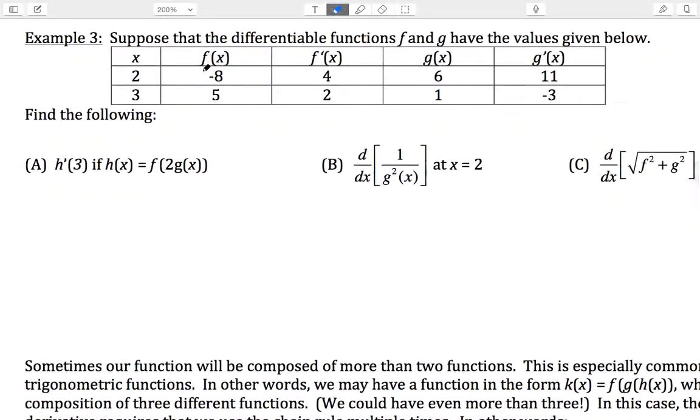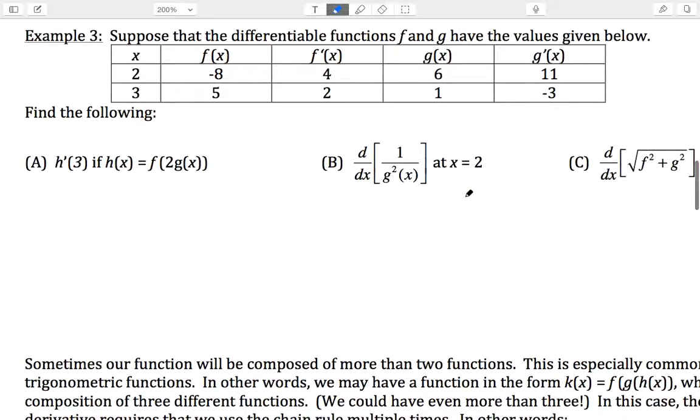Suppose f and g are differentiable functions and have the values given below. When x is 2, f of x is negative 8, f prime of x is 4, g of x is 6, and g prime of x is 11. And when x is 3, 5, 2, 1, negative 3. Everybody know what everything stands for? Okay, so please find A: find h prime of 3 if h of x equals f of 2g of x.